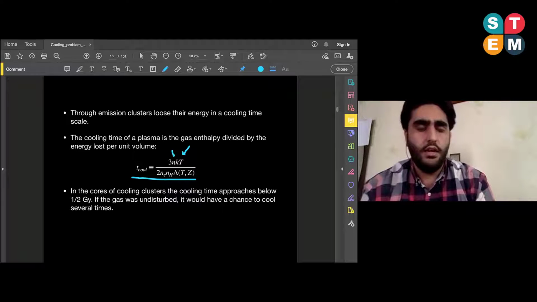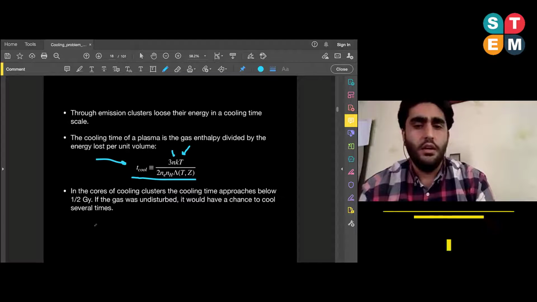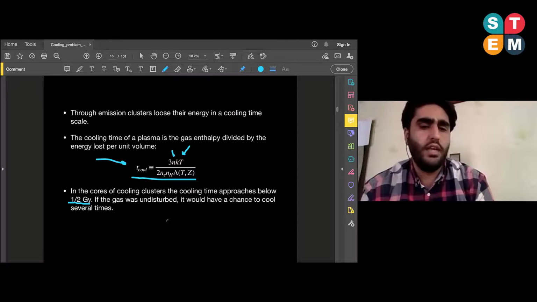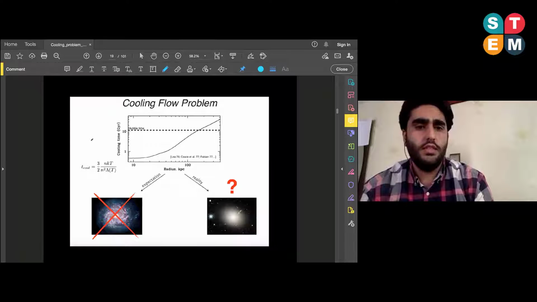Surprisingly enough, when we calculate the cooling time for clusters of galaxies, we notice a really interesting phenomenon. In the central part of clusters, the cooling time drops below half a gigayear. Compared to the age of a cluster, which is around 7.7 gigayears, clusters have enough time to cool several times. Here you can see a cooling time profile for a sample cluster.